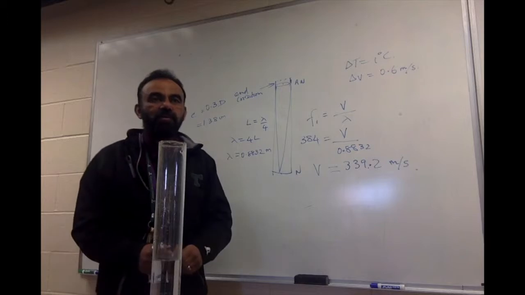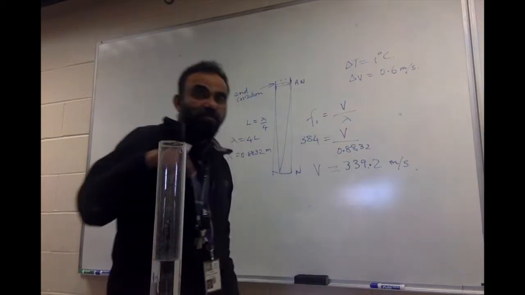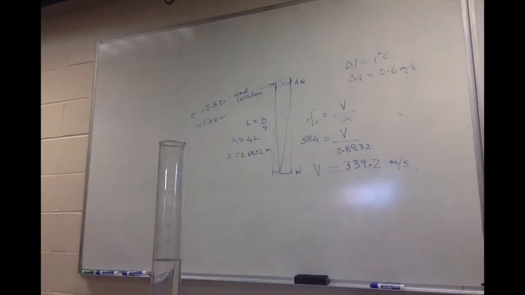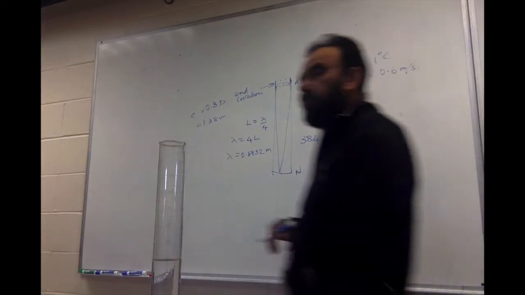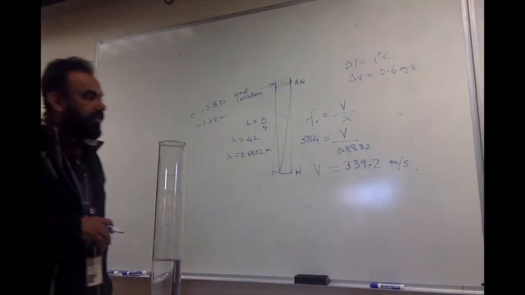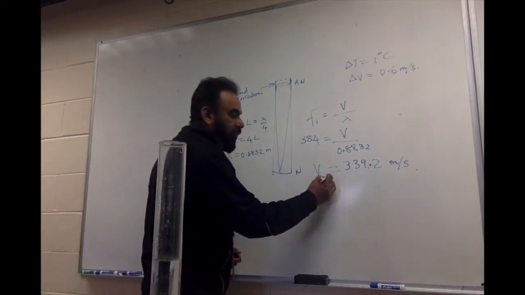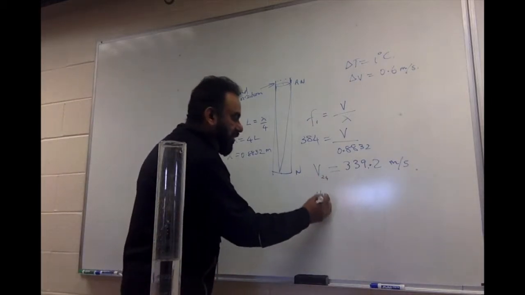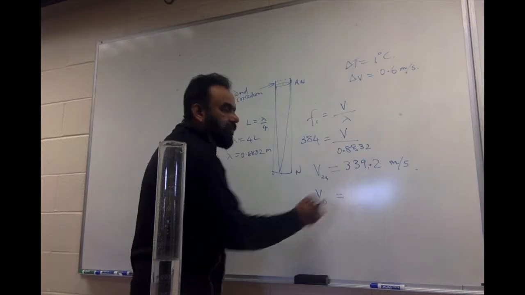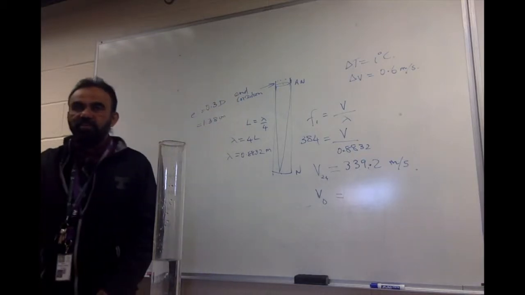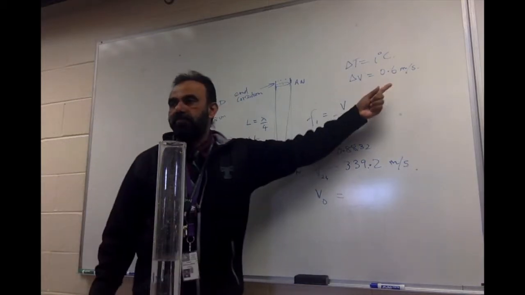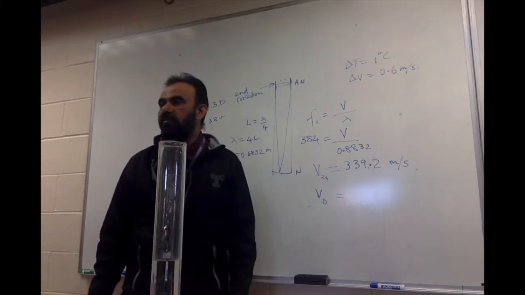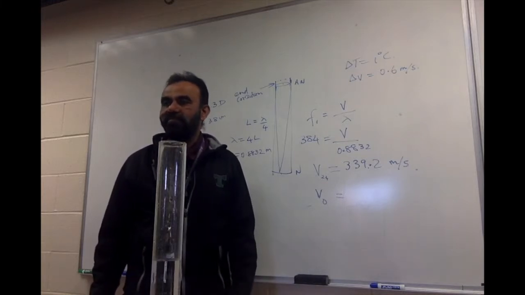How are you going to find it out? So this is the speed at this temperature, and the temperature right now is approximately 24 degrees Celsius. So this is the speed at 24 degrees Celsius. So what is the speed at 0 degrees Celsius? For every degree, this is the change. Yes, Hunter? Can you get this?